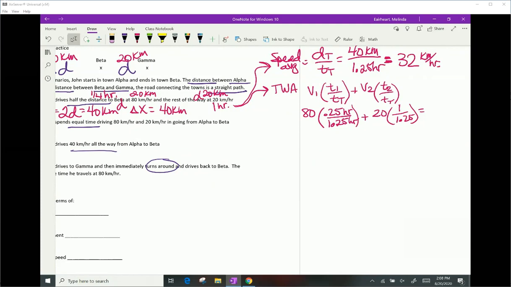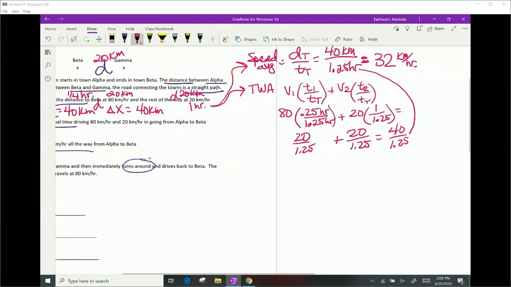And you can do, you know, kind of what we did last time. A fourth of 80 is 20. And then the second part would be 20. Common denominator, we'd end up with 40 over 1.25. And notice it's going to be the same. So our time weighted average should be 32 kilometers per hour as well. And so that's the speed for scenario A, average speed.